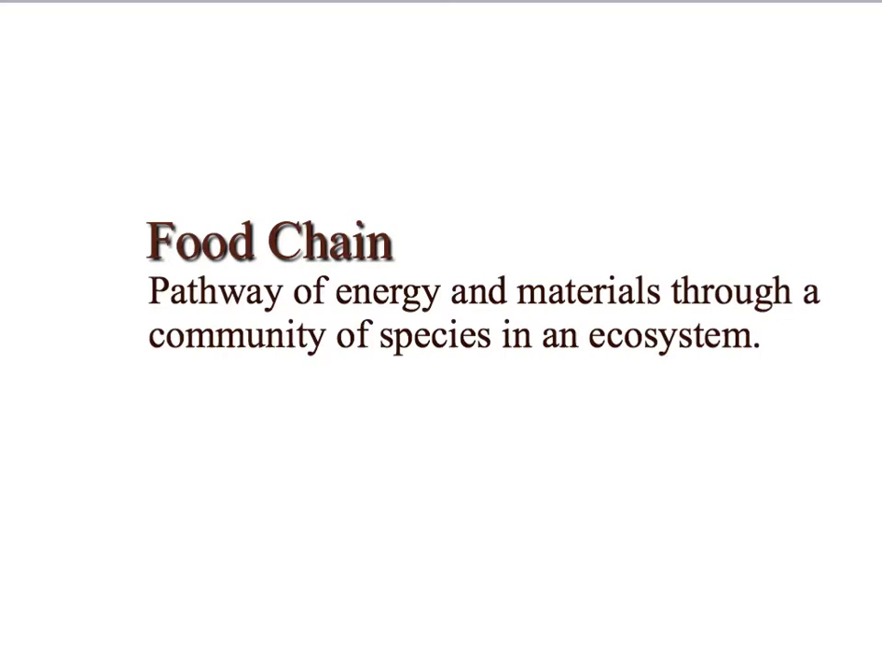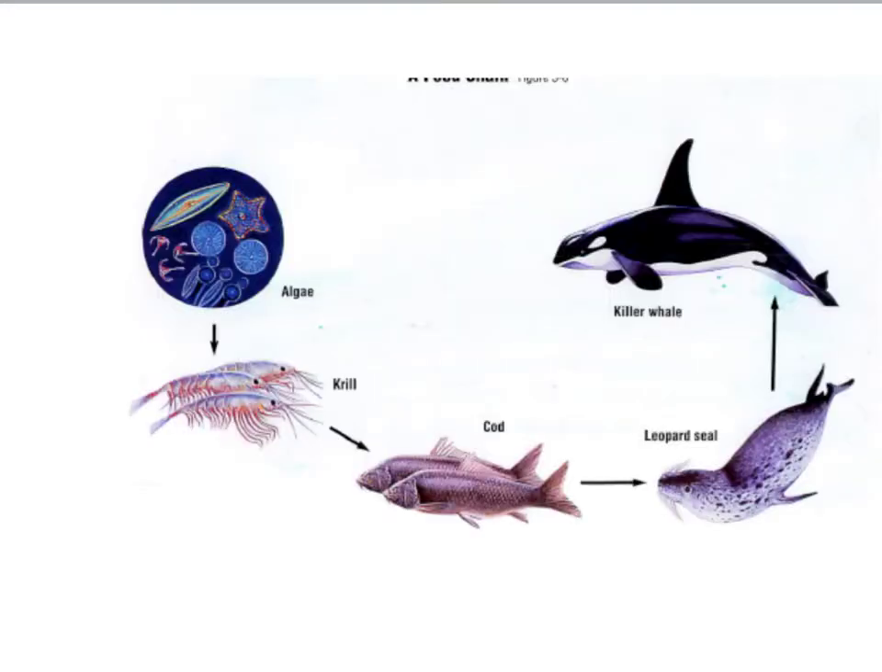But for a quick definition of what a food chain is, it's just one possible pathway of energy and materials, things like carbon or nitrogen, through species in an ecosystem. Now, how a food chain is different than a food web is a food web is just a bunch of interconnected food chains. Here's another example of a food chain. In this case, you see algae, which is the producer. It's going to be doing photosynthesis.